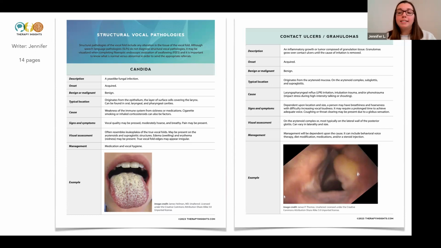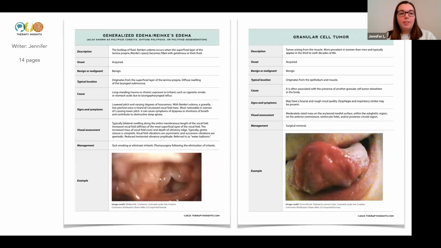So just knowing that things can look similar, and again, that's why we don't diagnose as speech pathologists. Medication and hygiene are really important for fixing this. And then I also wanted to talk about generalized edema and Reinke's edema. So if Megan can go to that one.